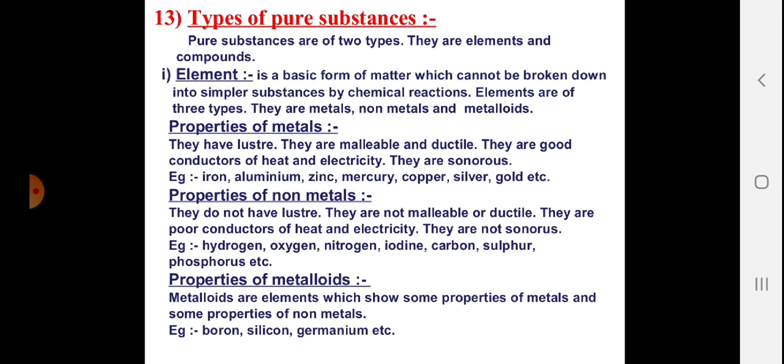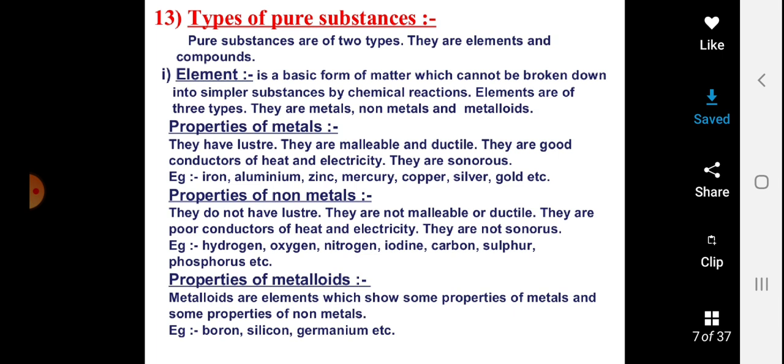The first is metal. Just recall last year's metals and non-metals chapter 4 and remember all those properties. Here we will use the same properties once again. Metals are lustrous, that means shiny; malleable, that means you can convert them by hammering into thin sheets; and ductile, that means you can stretch them and form wires. They are good conductors of heat and electricity. They are sonorous, that means they produce a ringing sound. Their examples are iron, aluminium, zinc, mercury, copper, silver, gold, etc.